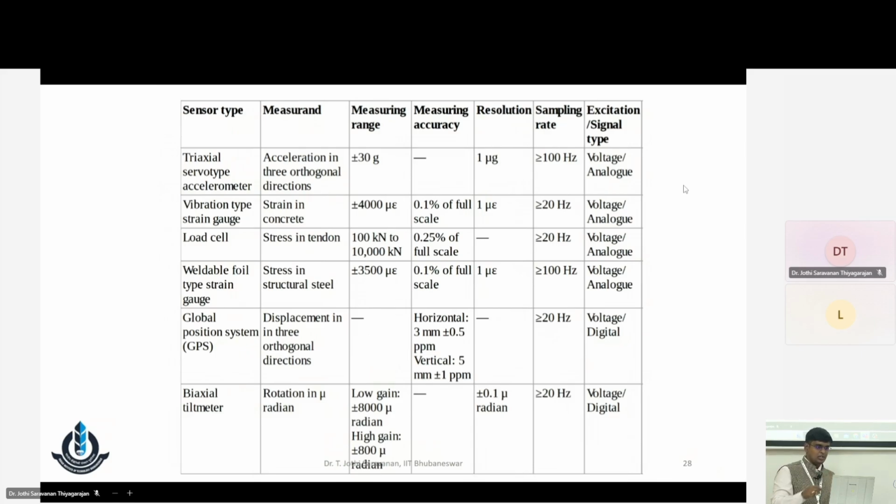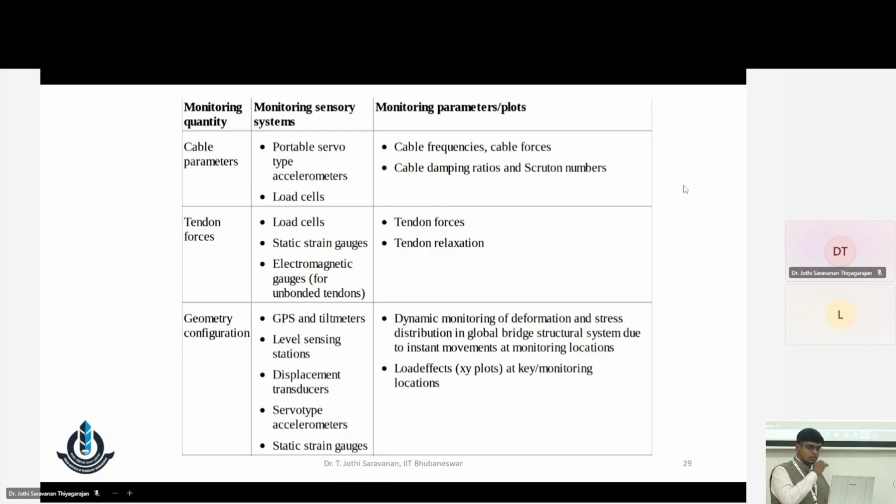So these are some of the typical sensor types that we can use. I hope you have come across all these: triaxial servo type, strain gauge, load cell, GPS system, biaxial tilt meter. These are some of the various monitoring quantities. If it is a cable, what type of sensors should I use? These are the different systems I could install on a cable-stayed bridge.